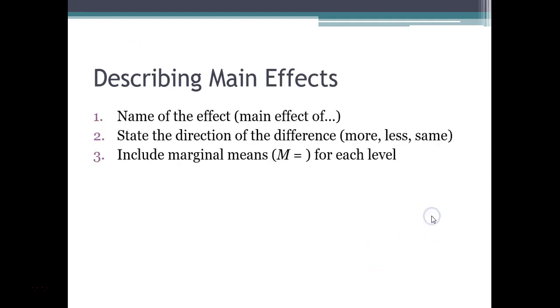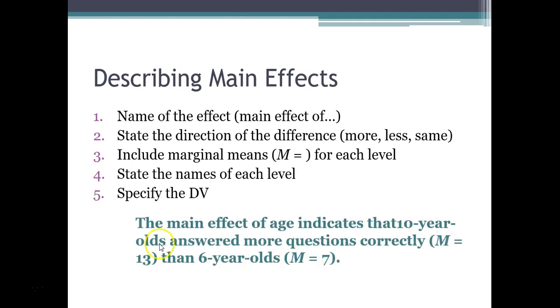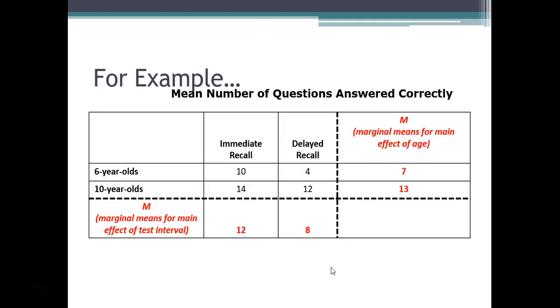And then this is basically what I was just telling you in terms of describing the main effects, and this gives you a little summary of how to say it. The main effect of age indicates that 10-year-olds answered more questions correctly, and then you put the marginal mean in here, which was 13, than 6-year-olds, and the marginal mean of 7. And for test interval, you would do the same thing. All right.